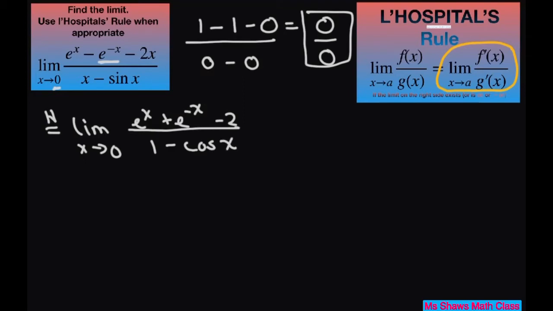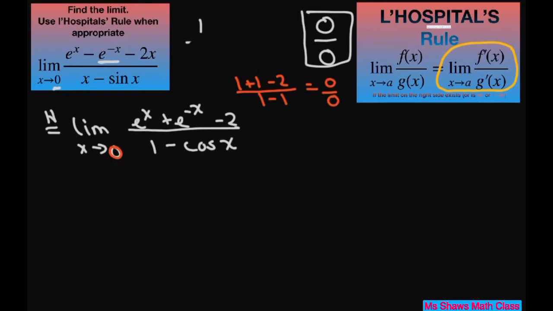Now if we apply the limit, we're going to get 1 plus 1 minus 2, that equals 0, and the denominator is going to be 1 minus 1. So we still have this indeterminate form here of 0 divided by 0. So we're going to apply L'Hopital's rule again. The limit as x approaches 0.